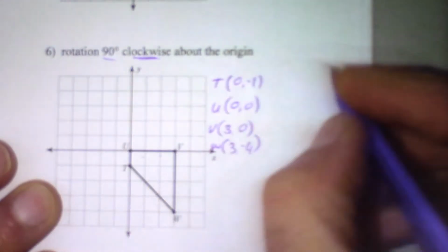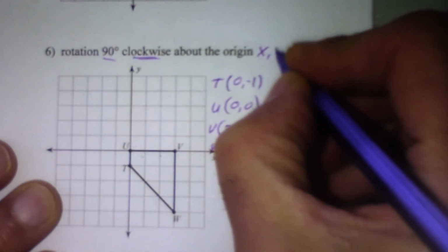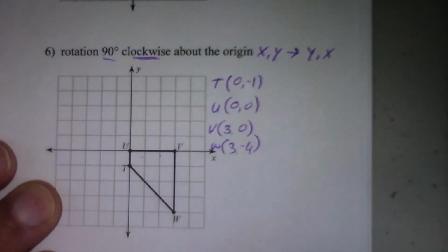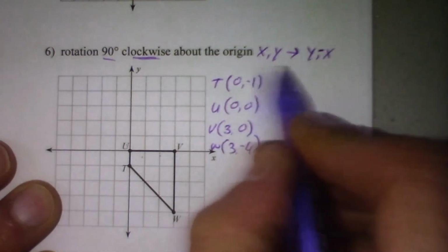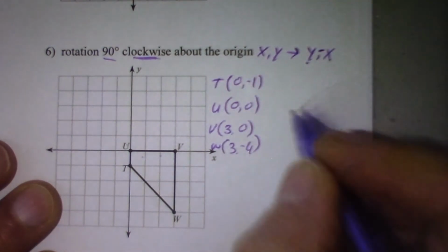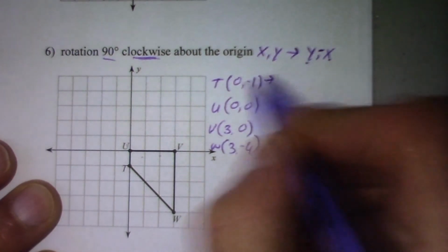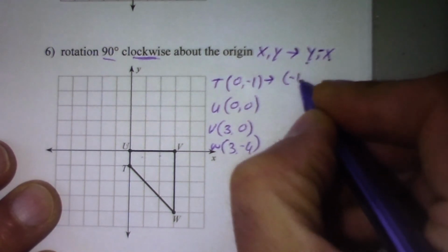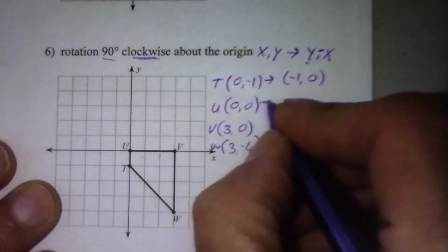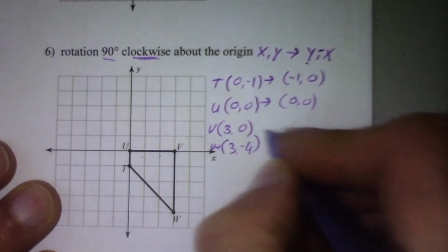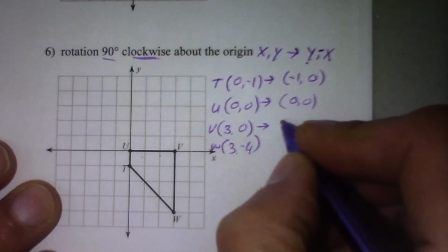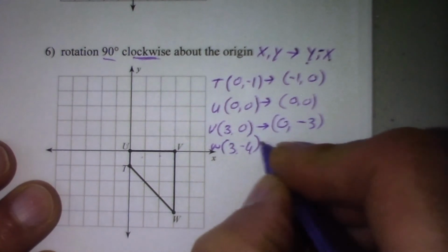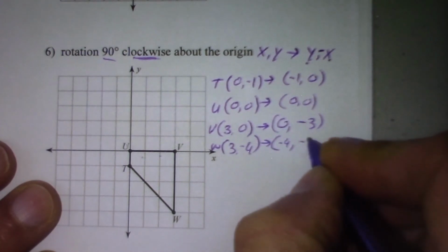So if it's clockwise 90 degrees, that means the X and Y change place, and what becomes opposite? The X becomes opposite, so X, Y becomes Y, opposite of X, right? So let's do it. X, Y switch places, the X becomes opposite. Negative 1 and 0. 0, 0 doesn't change. Here, though, we go 0 and negative 3. And here we go negative 4 and negative 3.